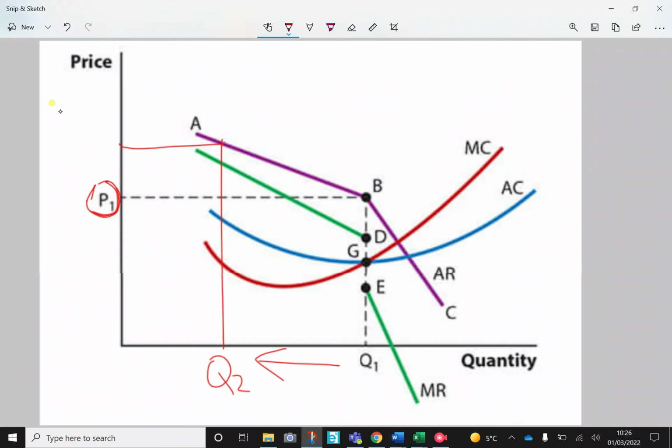Now, the opposite to that, if they decided to reduce their price to P2, they now face a very inelastic demand curve. So in other words, they reduce their price by a lot, as we can see here, but they only increase their quantity demanded by relatively little. So the question is then, why is it that if they increase their price, they lose a lot of business, but if they reduce their price, they only gain a certain amount of business?